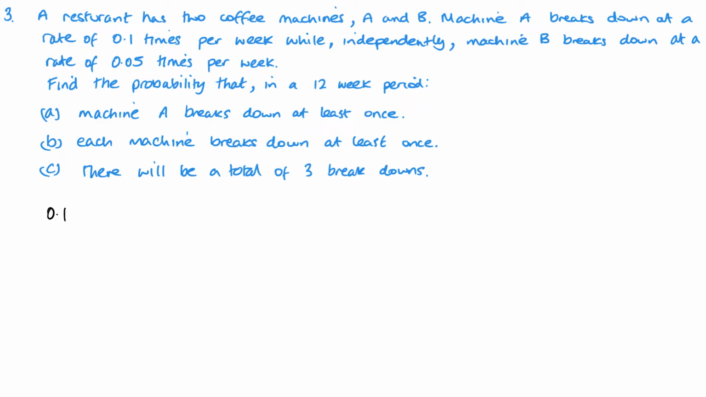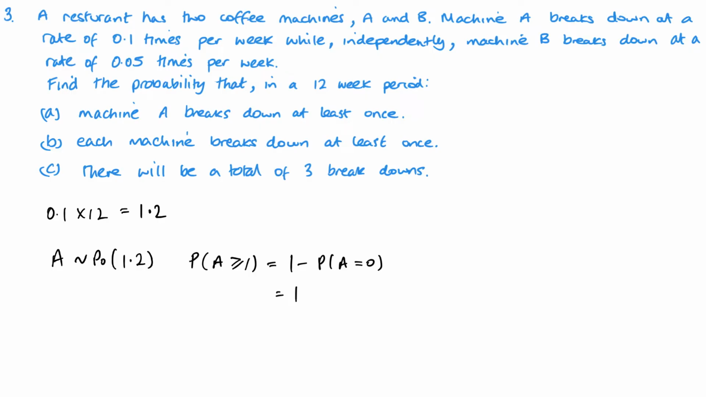So we've got the 0.1 rate for A times by 12, and that gives me 1.2. So for A, the Poisson is going to be 1.2, and we want at least once. So the probability that A breaks down at least once means it's greater than or equal to 1. So that would be 1 minus the probability where A is equal to 0.